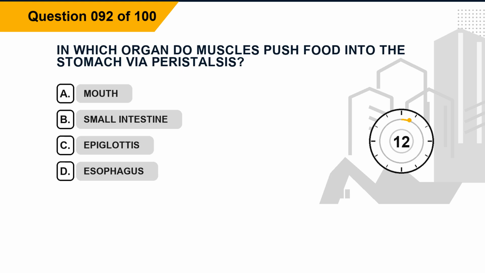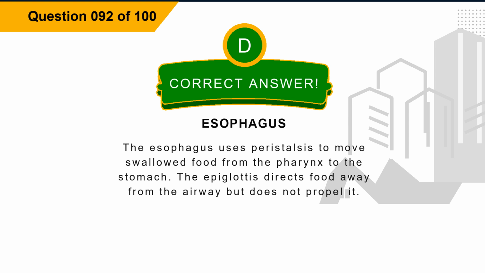Question 92. In which organ do muscles push food into the stomach via peristalsis? Option A. Mouth. Option B. Small intestine. Option C. Epiglottis. Option D. Esophagus. The correct answer is option D. Esophagus. Explanation. The esophagus uses peristalsis to move swallowed food from the pharynx to the stomach. The epiglottis directs food away from the airway but does not propel it.